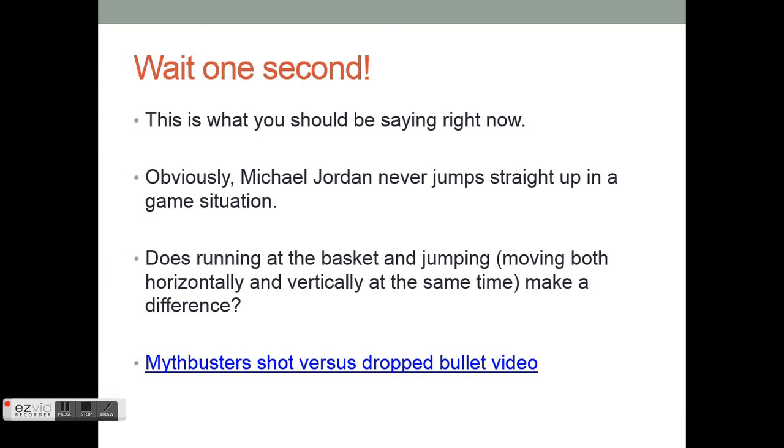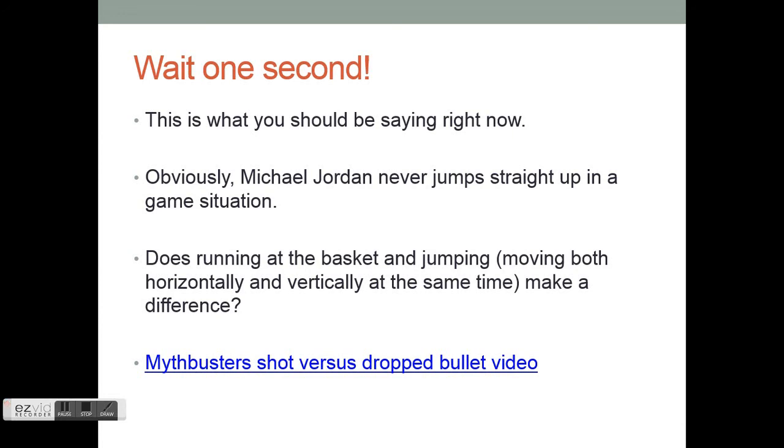So he's always running toward the basket and jumping. So does moving both horizontally and vertically at the same time make a difference? Does the fact that he's running at the basket while he jumps up in the air make a difference? Maybe he doesn't need to jump 16 feet into the air if he's running toward the basket at the same time.